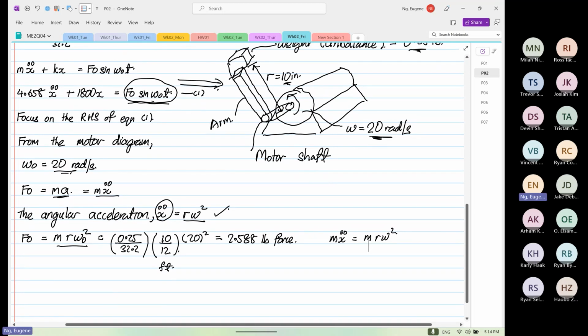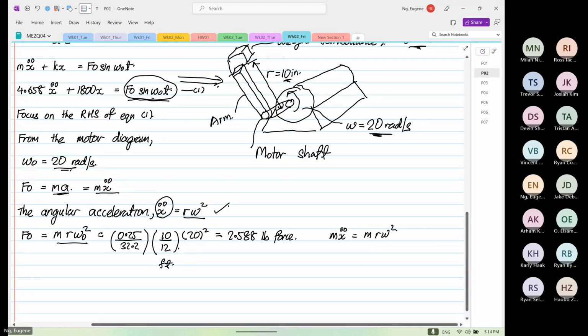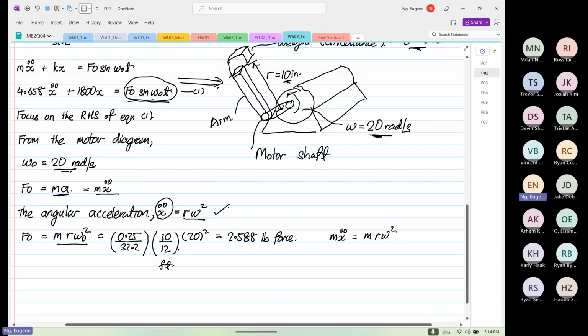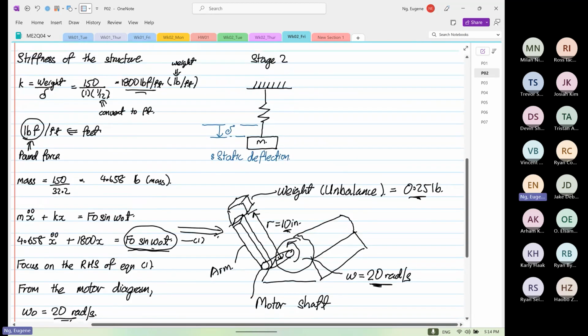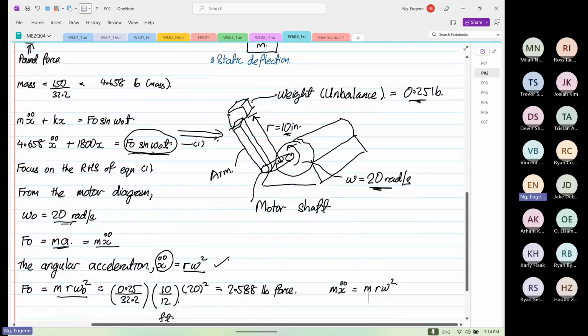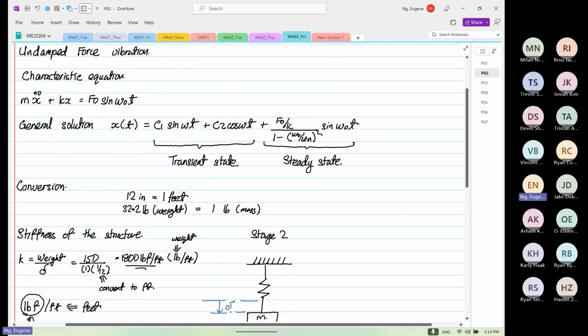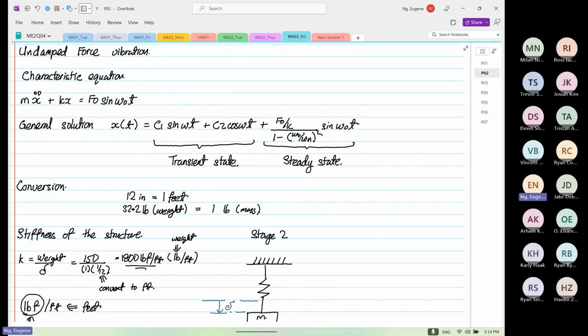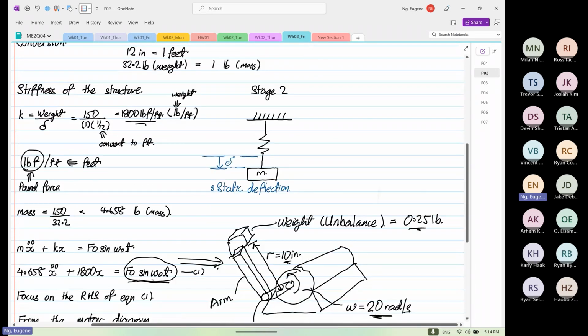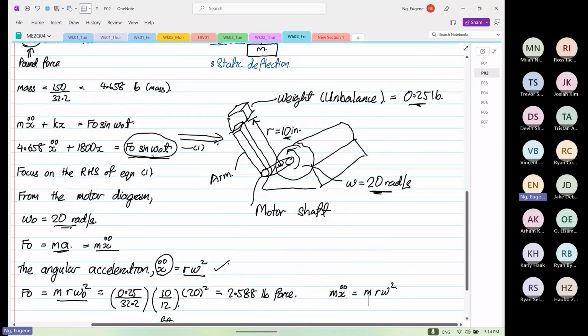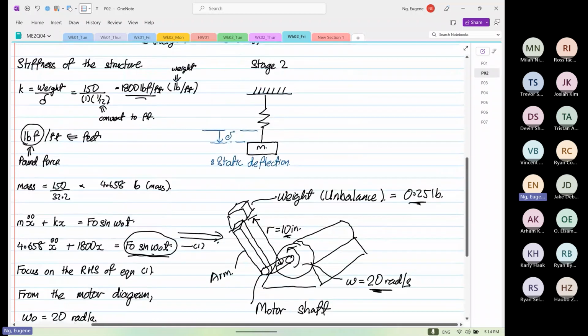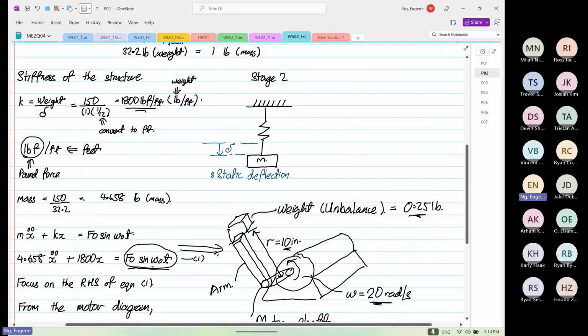So from here, we can immediately determine our. So now, where do we go from here? If we look at our transient state or steady state, the question asks us to find our stiffness. Did we find our stiffness already? The spring stiffness. We did find our spring stiffness, yes or no? So this is our spring stiffness we got.